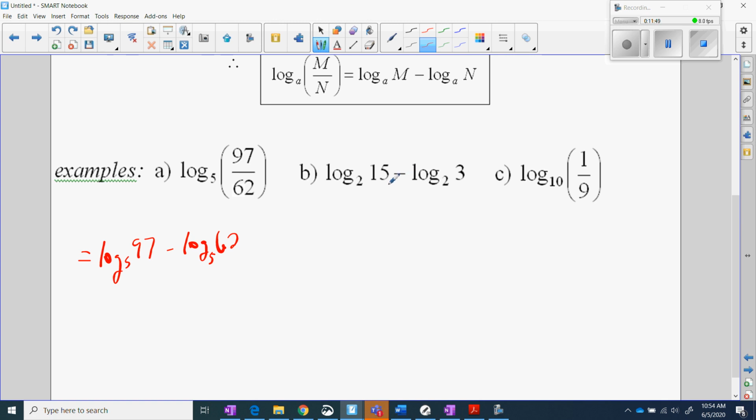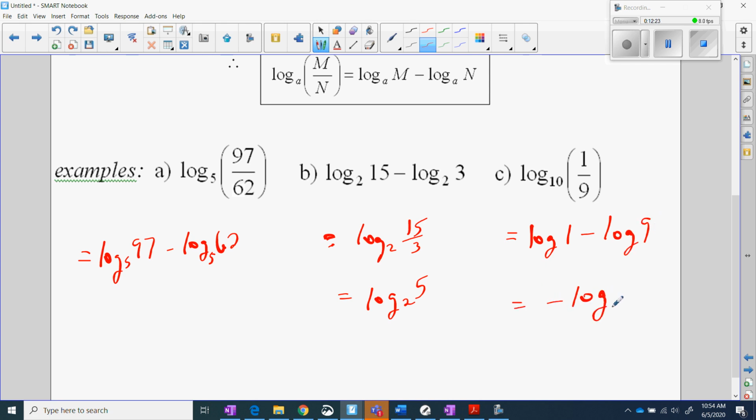So this one, I'm going to express it as a single log. Equals log of 15 over 3 to base 2. 15 over 3 is 5. So you could write this as the log of 5 to base 2. Here's a log base 10. So let's realize we don't really need to write that base in there. It's a quotient. So I could write it as the log of 1, take away the log of 9, which equals, see if I can throw you for a loop, the negative log of 9.